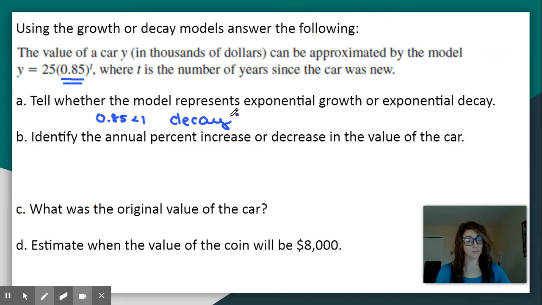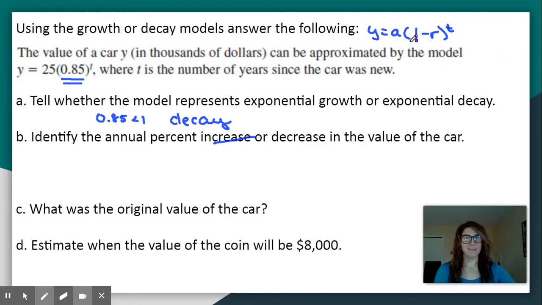All right, if it was bigger than 1, then I know it's a growth. So I'm going to keep that in the back of my head. I know I'm going to have a 1 minus R situation here. Okay. So it says identify the annual percent increase or decrease of the car. Well, I already know it's a decrease because it's a decay.